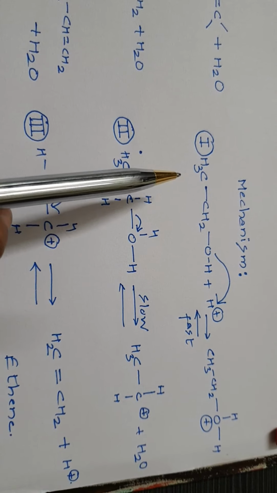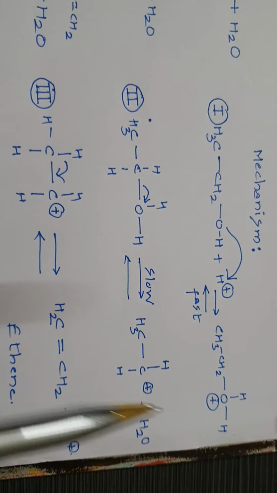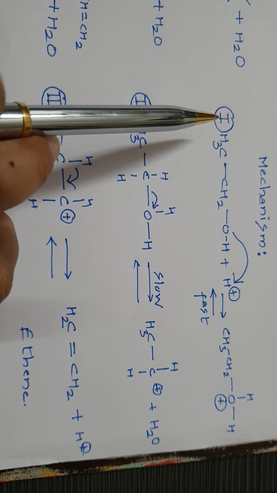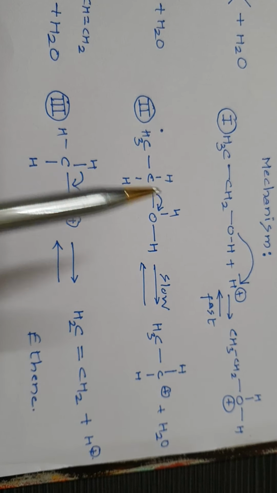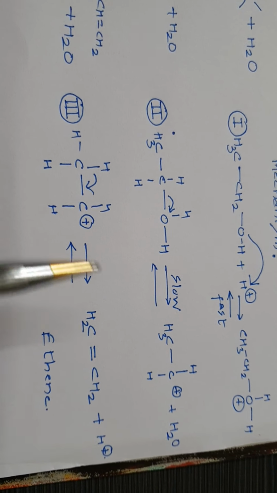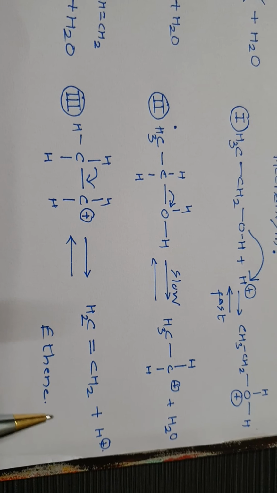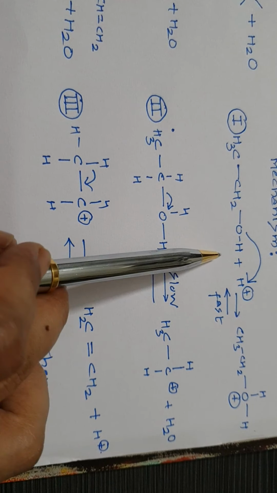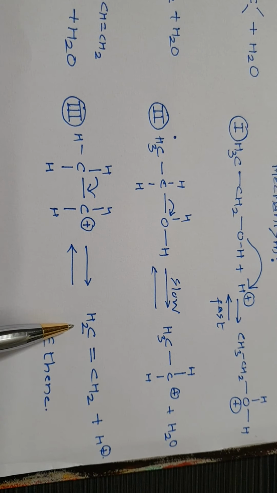So from ethanol we obtain ethene as your product. From this it is clear that the first step involves protonation, the second step involves removal of a water molecule, and the third step involves deprotonation. So it's simple: protonation, removal of water molecule, and then deprotonation in order to obtain alkene as your product.